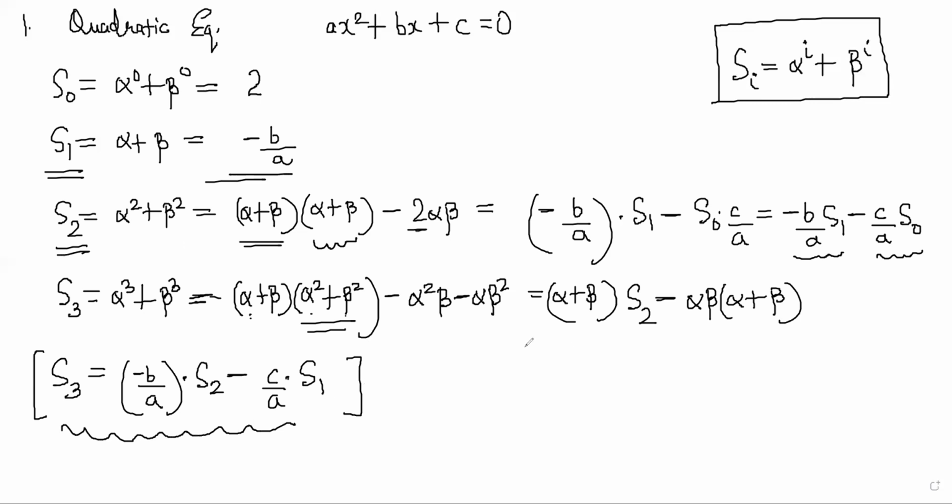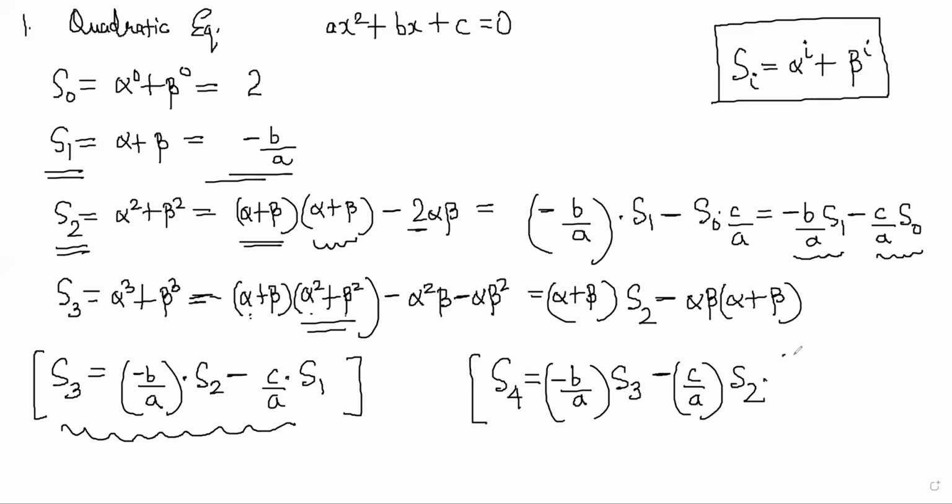And we can continue like this and say S4 should be minus b by a S3 minus c by a S2, right? S4 will be this, following this pattern here, 3, 2, 1, 4, 3, 2, right? Similarly, what we can write for a quadratic equation is Si will be equal to minus b by a S(i-1) minus c by a S(i-2).